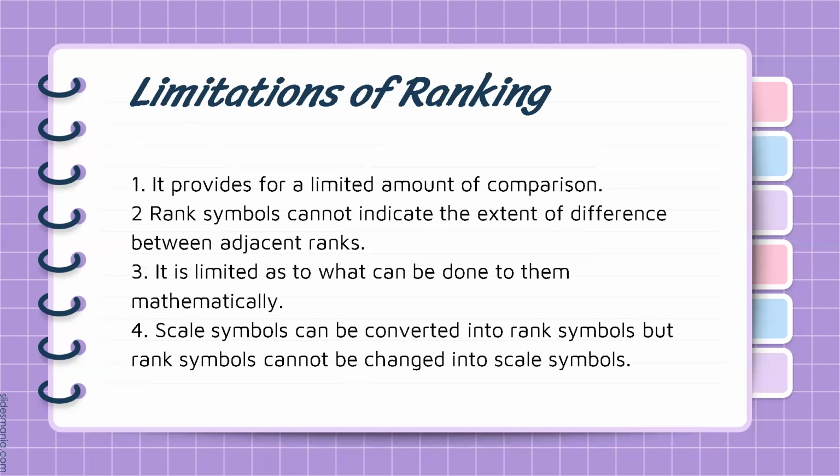Third one, it is limited as to what can be done to them mathematically. For example, we can use rank for finding the correlation coefficient, but it may not be applicable to be used in other statistical tools. Number 4, scale symbols can be converted to rank symbols, but rank symbols cannot be changed into scale symbols. So for example, scores may be converted to rank symbols, but rank symbols cannot be changed into scores.